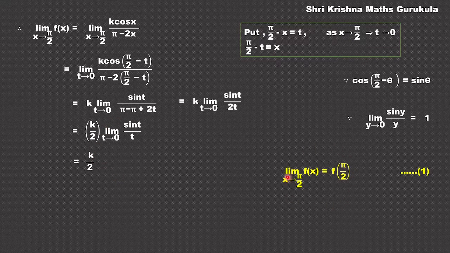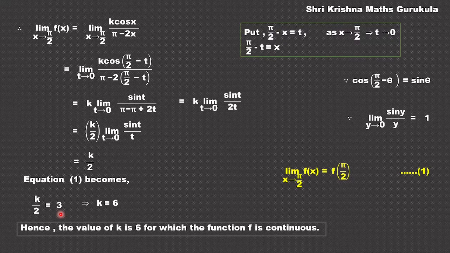We have used the definition of the continuity of a function and we have called it equation 1 also. So we will apply it here. This part we know as 3. The limit of this function we got to be k by 2. So we will equate those two. k by 2 is equal to 3, and k is equal to 6. So this is the value of k when the function is continuous at pi by 2.